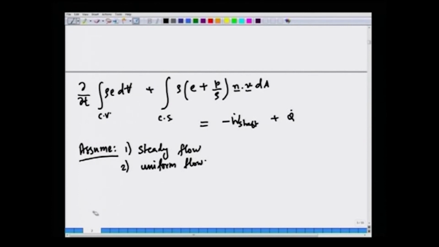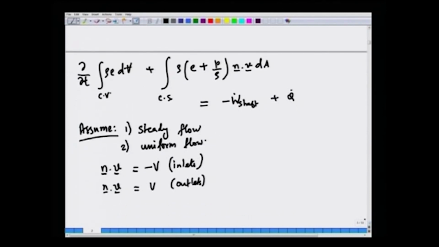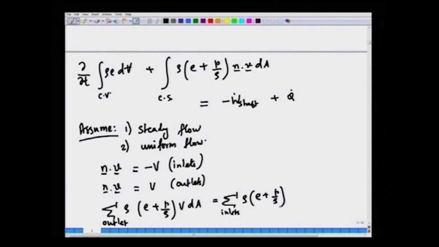And when we do this, we should also realize that n dot V is minus V at inlets and n dot V is plus V at outlets. So, the integral over the CS will become a summation over outlets of rho (E plus P by rho) times V dA, minus the summation over inlets of rho (E plus P by rho), not V dA, just VA, minus W dot shaft plus Q dot.